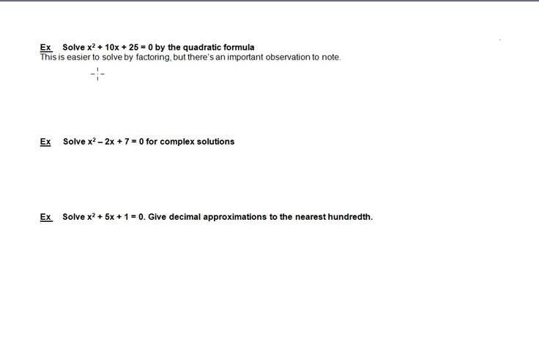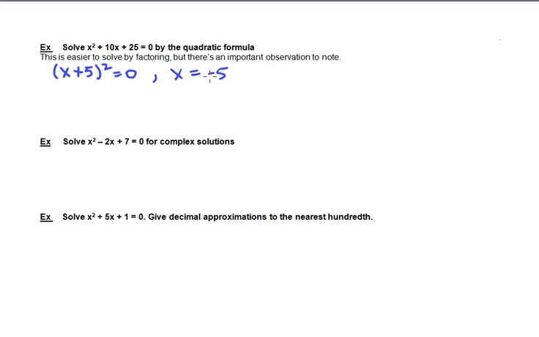We're going to take a look at the use of the quadratic formula in a number of examples. The first example here, x squared plus 10x plus 25 equals 0. And we could solve this by factoring. So if we factor, it becomes (x plus 5) squared is equal to 0. And you can see then that the solution is that x is equal to negative 5.